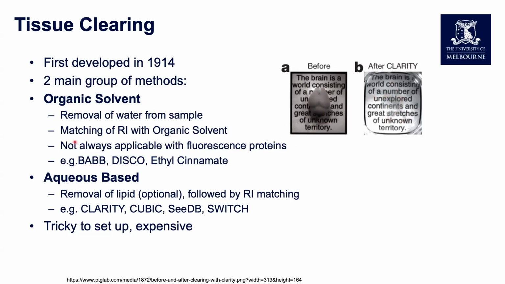With the organic solvents, these are not always applicable to fluorescent proteins. Often the chemicals used will damage the fluorescent proteins and get rid of any fluorescence. Some that you may have heard of are things like BABB, DISCO, and ethyl cinnamate is one. A lot of our researchers use the DISCO-based techniques. And then finally, imaging in ethyl cinnamate, which is slightly less toxic than some of the other chemicals.